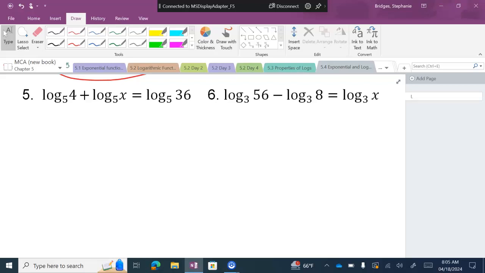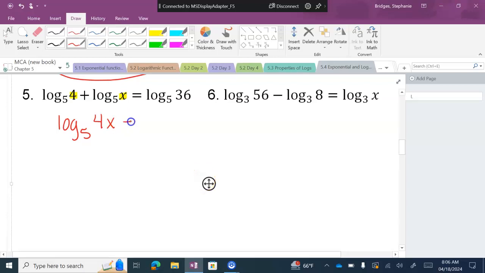So on the left side, if I have the log base 5 of 4 plus the log base 5 of x, how can I bring those two together? If two logs are being added, I bring them together by multiplying the arguments, okay? So that's going to turn into the log base 5 of 4x. What about on the right side? Do I have multiple logs there that I need to put together? No, it's just the one log. Okay. So I'm going to bring that down.